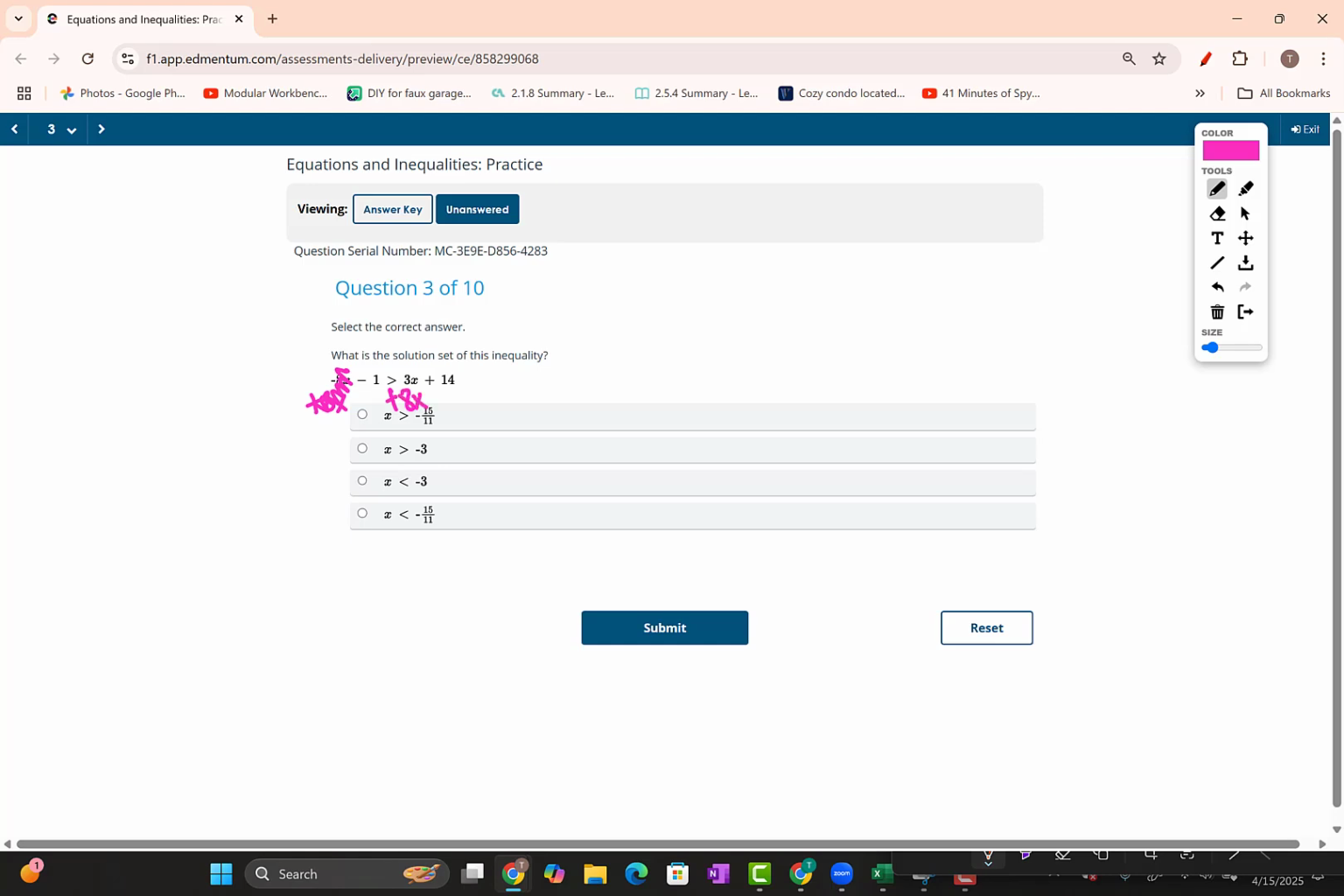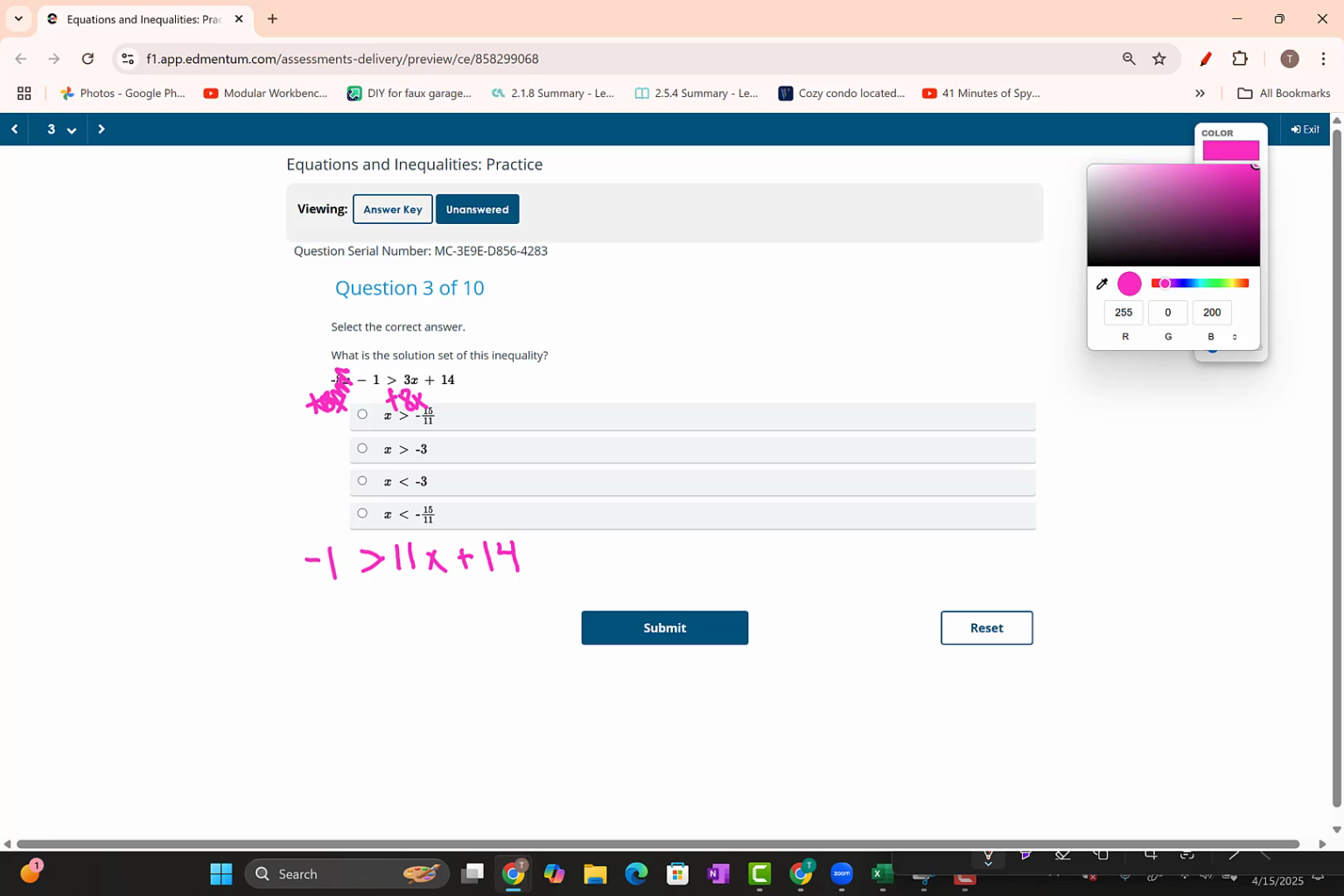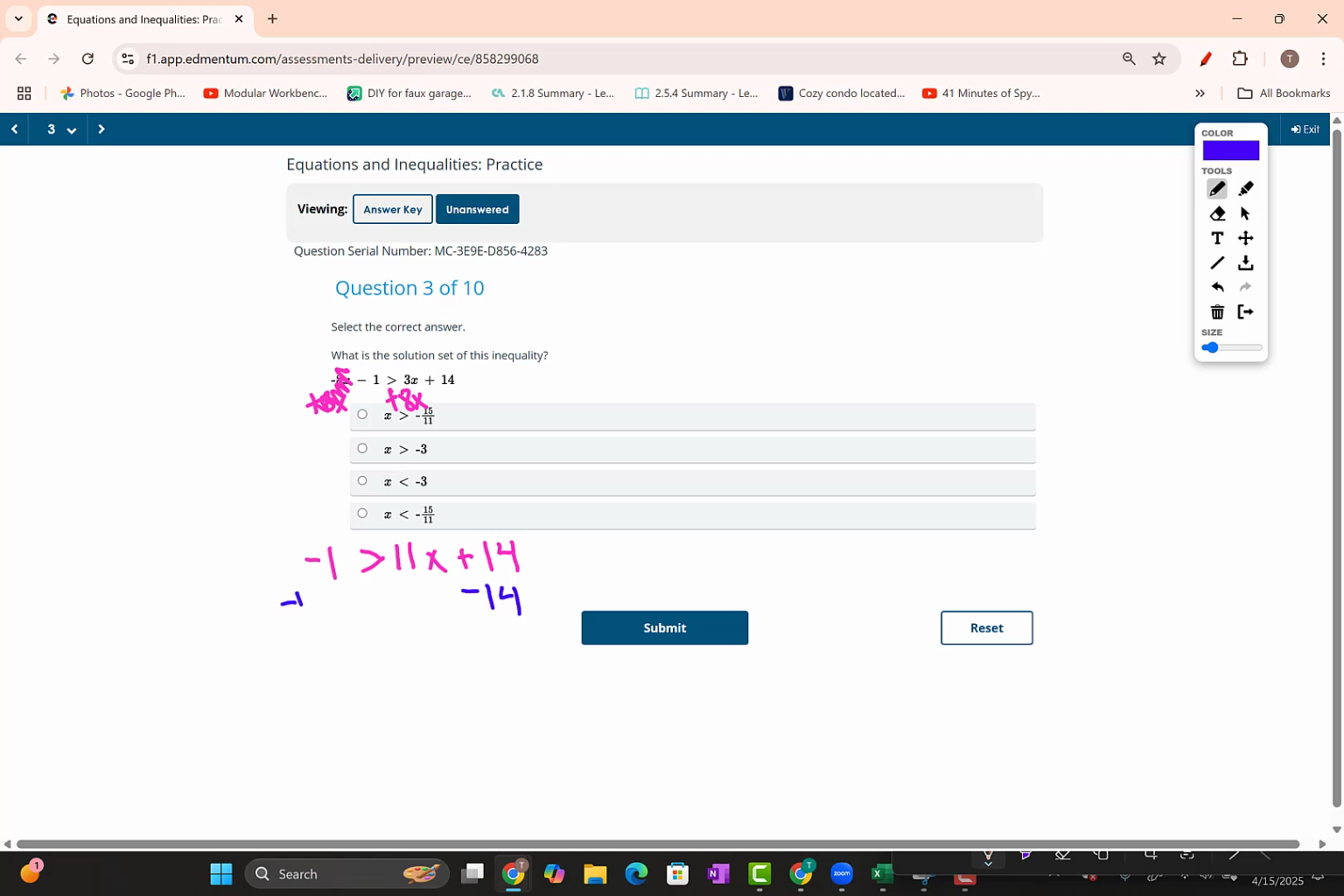Now add 8x to 3x, and that gives us 11x. We still have the plus 14. Our inequality sign is still pointing that direction, and we've got negative 1. So at this point, we've got a negative 1, so you think, oh, let's add 1 to both sides, but we want to move our constant terms to the other side of that inequality symbol.